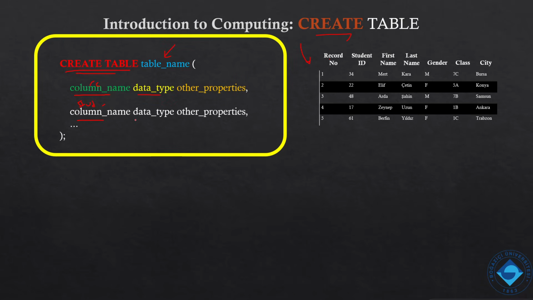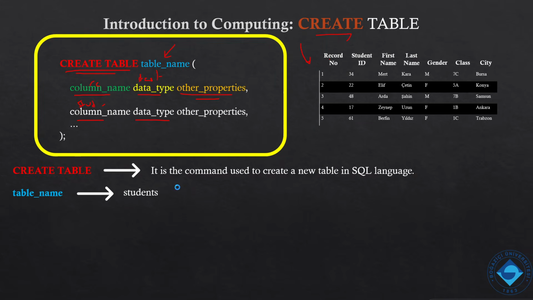Here, the data types of your columns. We can say column name, maybe integer, maybe string, maybe text, and other properties like primary key, which I will explain a little bit later. And here you can find more explanation.